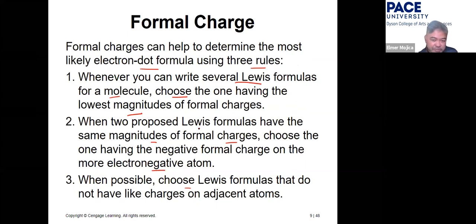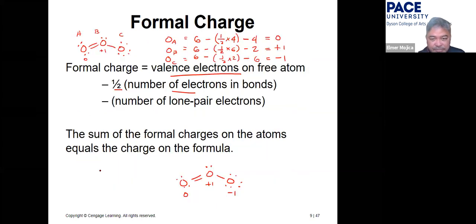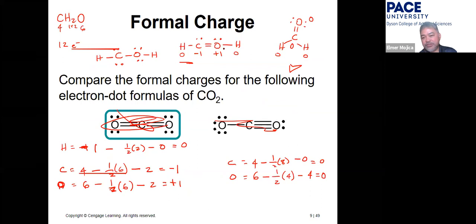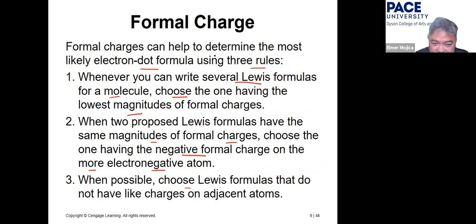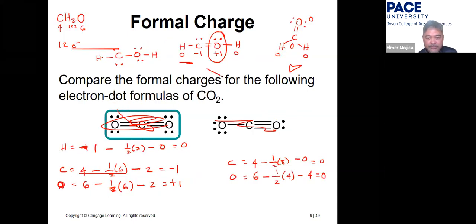The next statement: when two proposed Lewis formulas have the same magnitudes of formal charges, choose the one having the negative formal charge on the more electronegative atom. Which is more electronegative between carbon and oxygen? It should be this one, right? But look at the charge that it has. It's positive. So the second statement said, choose the one having the negative formal charge on the more electronegative. So that itself makes it not the correct Lewis structure. So overall, we could say this is the correct Lewis structure. And that's where you use your formal charge.